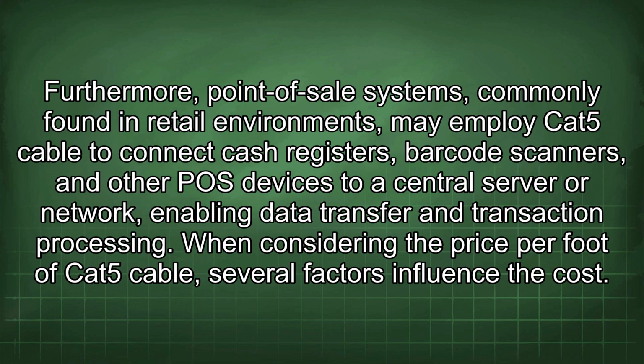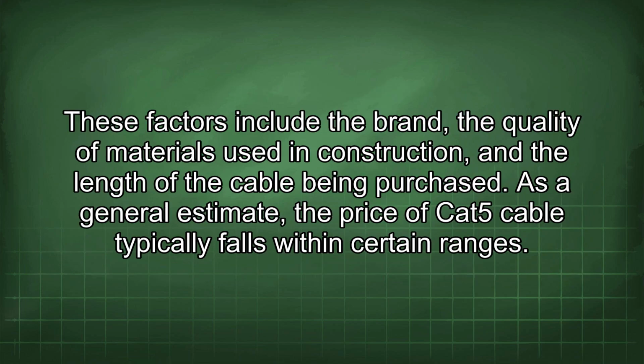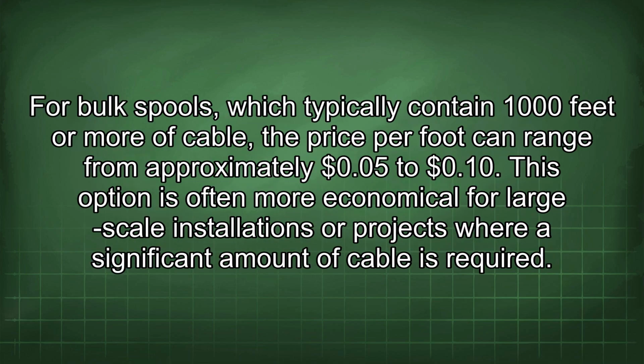When considering the price per foot of Cat5 cable, several factors influence the cost. These factors include the brand, the quality of materials used in construction, and the length of the cable being purchased. As a general estimate, the price of Cat5 cable typically falls within certain ranges. For bulk spools, which typically contain 1,000 feet or more of cable, the price per foot can range from approximately 5 cents to 10 cents. This option is often more economical for large-scale installations or projects where a significant amount of cable is required.